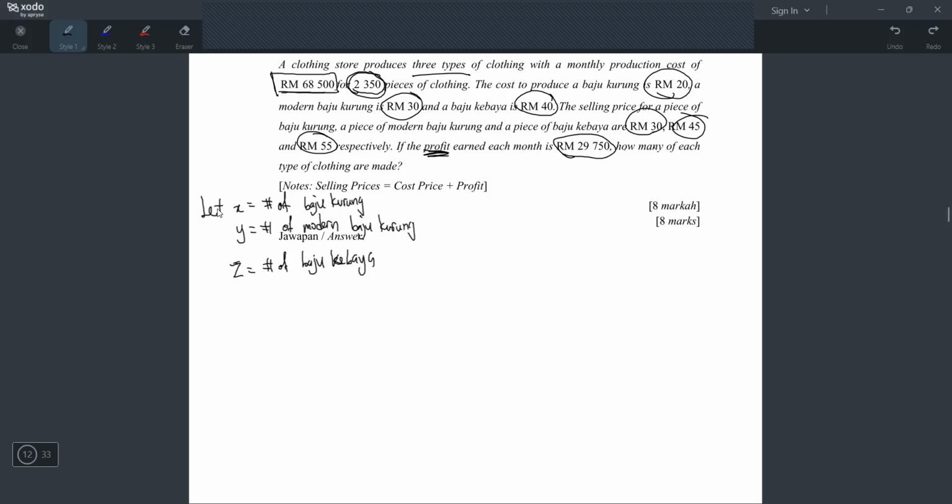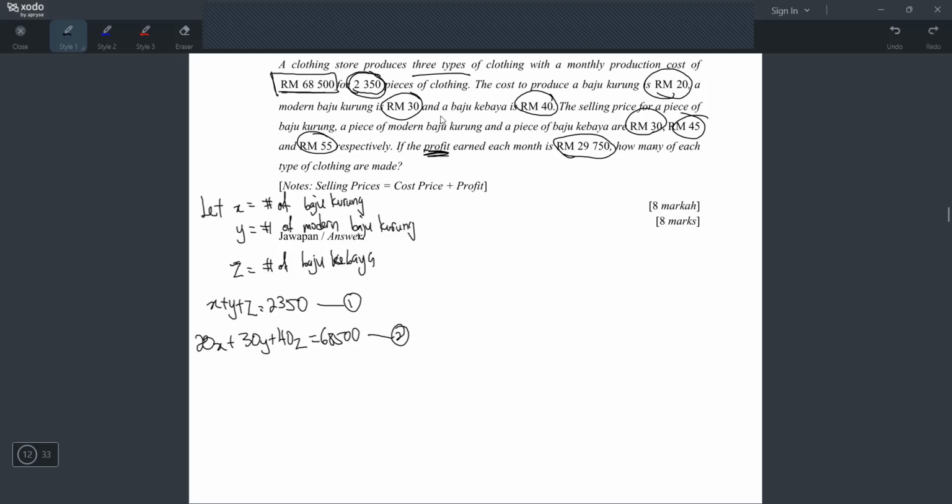Okay, after you write all this, now you can form your equations easily. 2350, we all know that is the total number. So that one will be X plus Y plus Z. That is my first equation. The second equation comes from the total cost. The cost for one baju kurung is 20 ringgit, but it's not just one baju kurung, it's X amount of baju kurung. So it will be 20X plus 30Y plus 40Z. This is the total cost, so the whole thing equals 68500. This is the second equation.